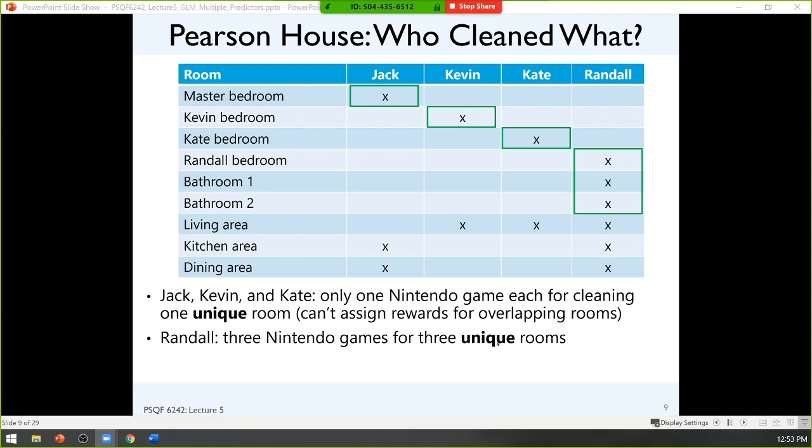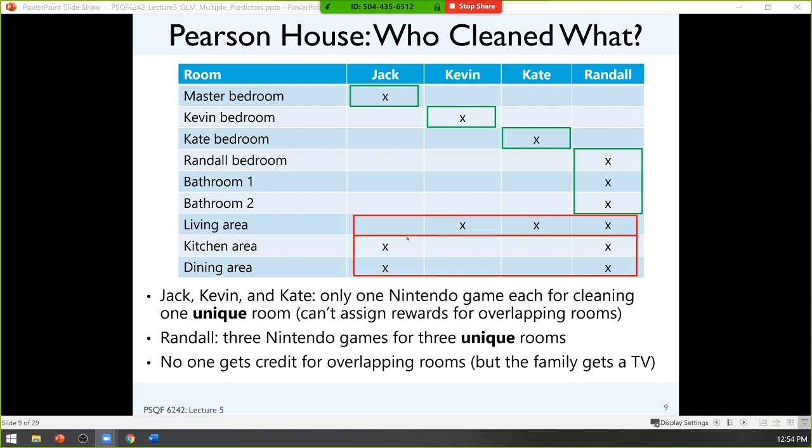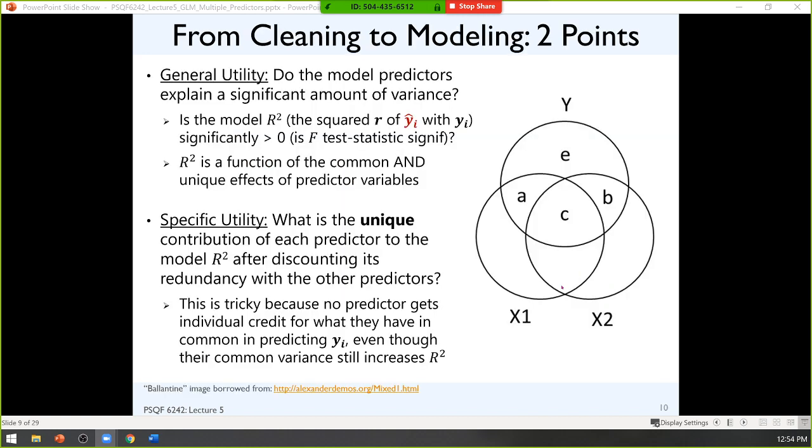Okay. So this sort of system of how do we give each person credit for their effort, we have to consider what is unique effort, because that actually makes a difference, and what is common effort that we would have difficulty attributing cause. So in this case, no one gets credit for these rooms down here. They got clean, but we don't know for sure who is responsible, and so no one gets a new Nintendo game based on this.